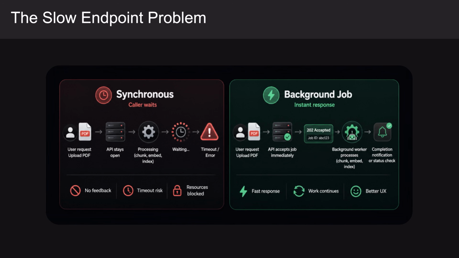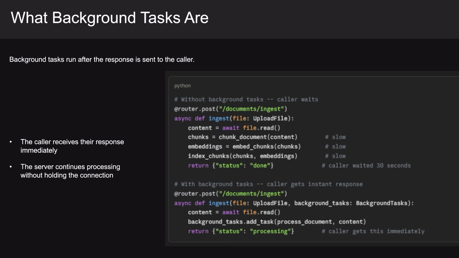Most proxies and API gateways have a 30 to 60-second timeout. If the file is large enough, the connection drops before the work is done and the caller gets an error even though everything succeeded. The right pattern is to accept the job, return a response immediately, and do the heavy work in the background. The caller gets instant feedback and the work still gets done. The difference is one parameter and one line.